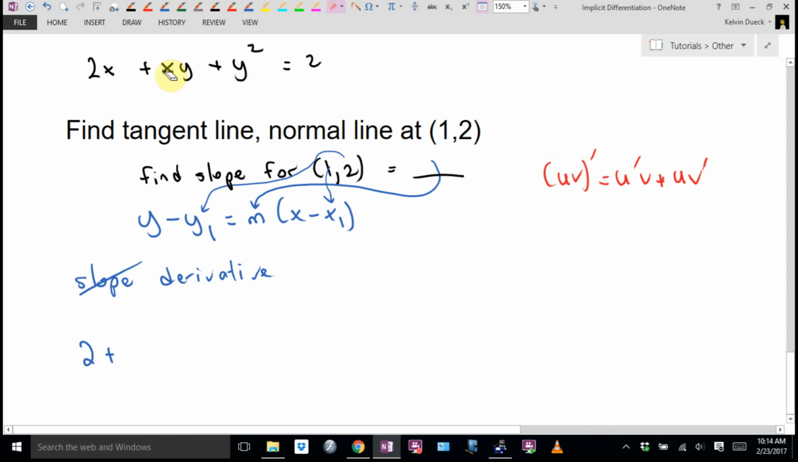Ready? u prime, derivative of x. Woohoo! v. Because I asked you to. Plus u v prime, x, and this is what we're going to get by itself later on. Okay? Plus, what's the derivative of y squared? Not of x squared, of y squared, which is going to be almost the same rules with a twist.